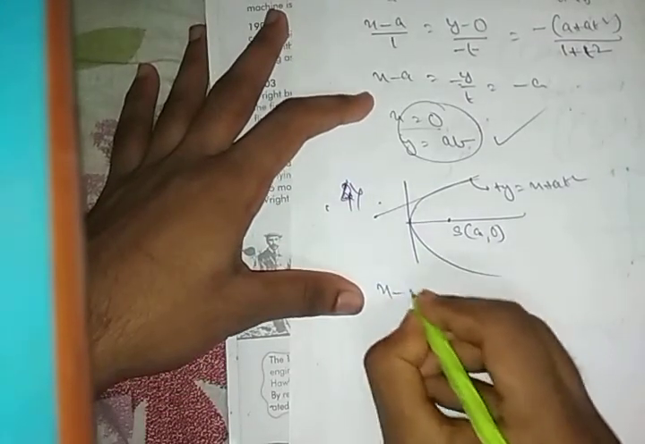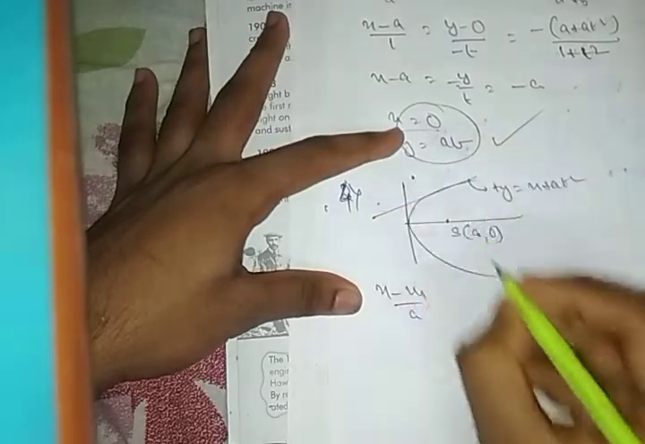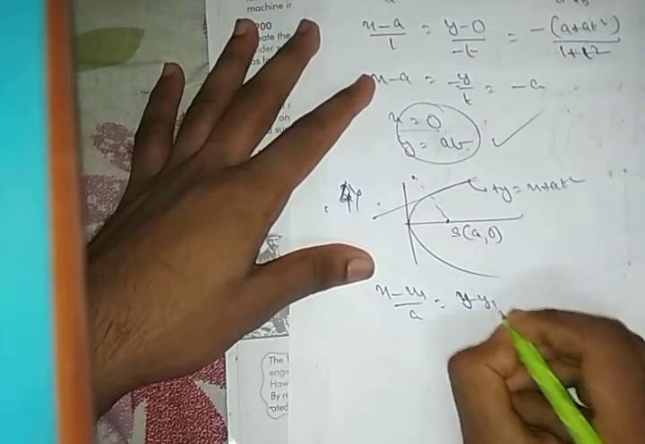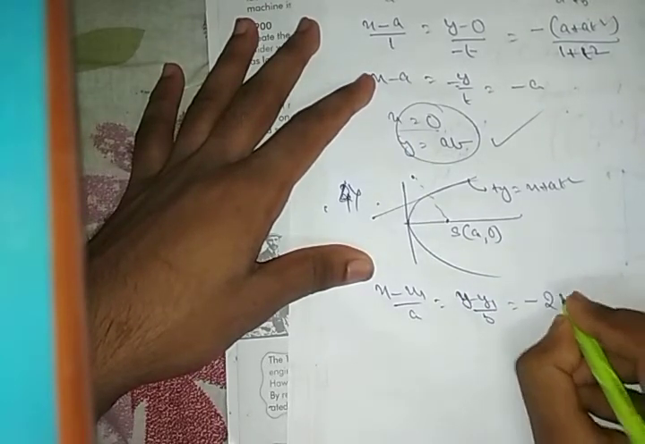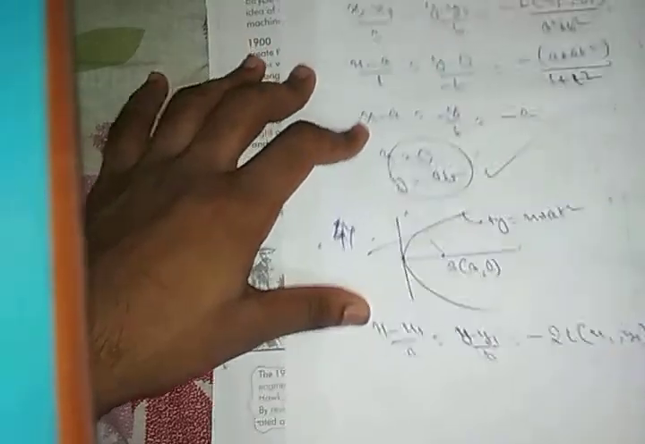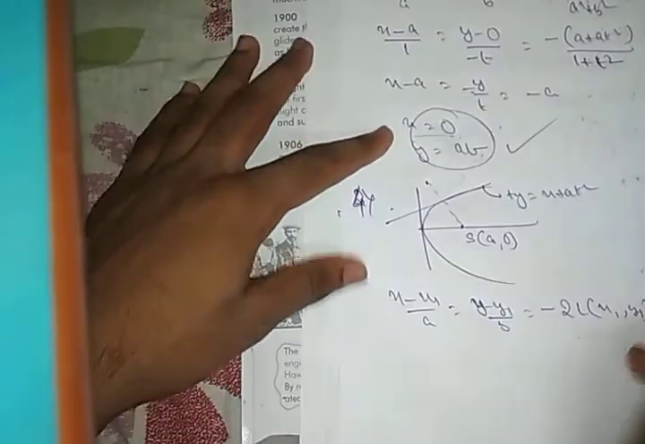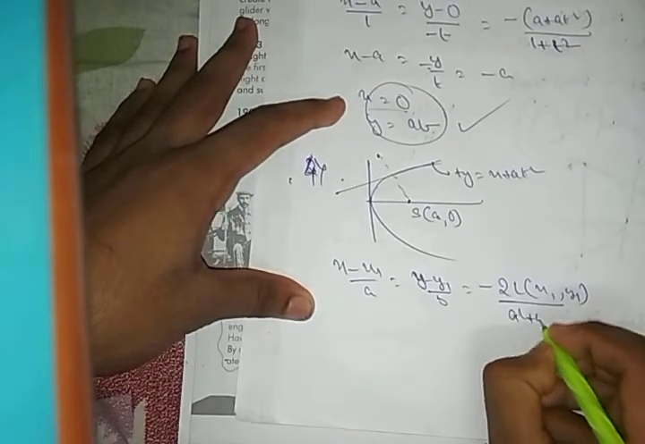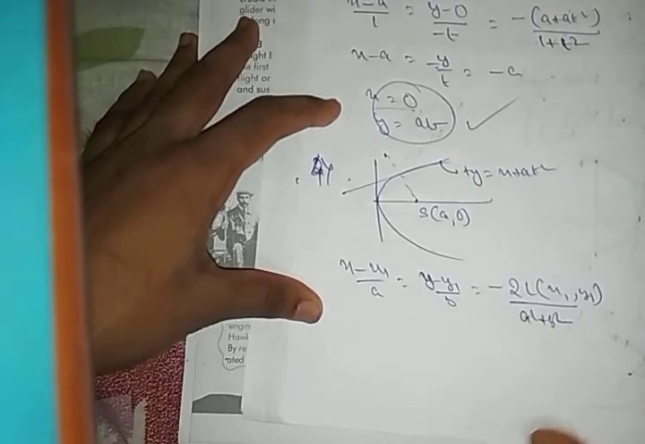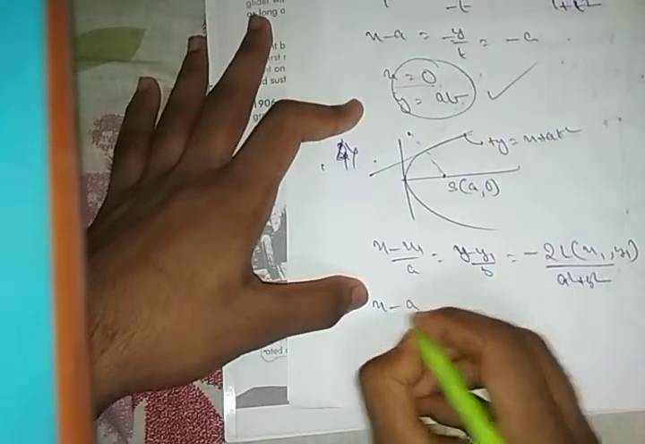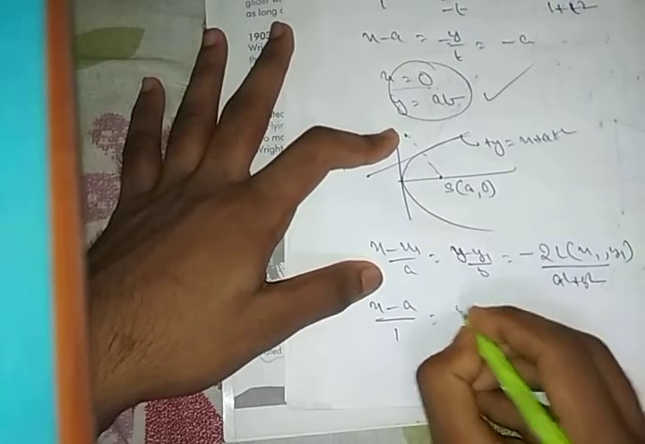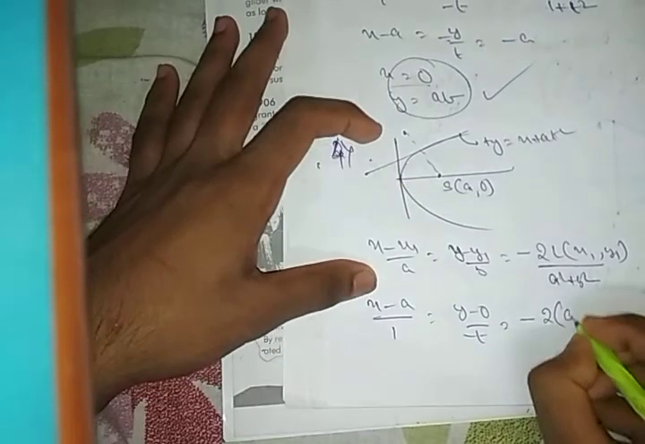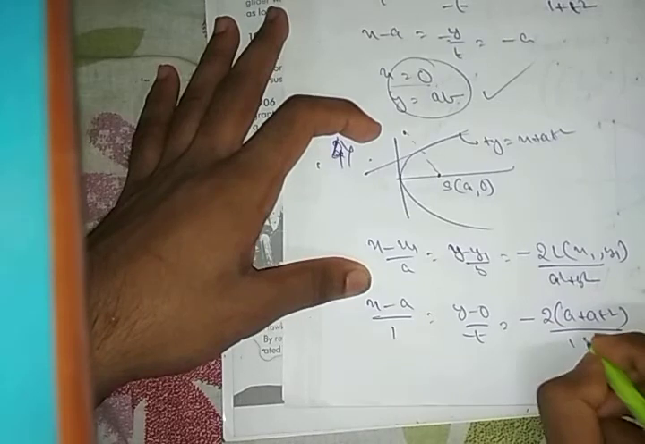So what is the formula? (x − x1)/a. I am finding the formula for reflection of the focus in the tangent. The same formula like foot of perpendicular with a slight difference. The slight difference is, here we have just L, here we have 2 times that L divided by a² + b². Done. Just put it, (x − a)/1, then (y − 0)/(−t) equal to minus of 2 times (a + at²) over (1 + t²).